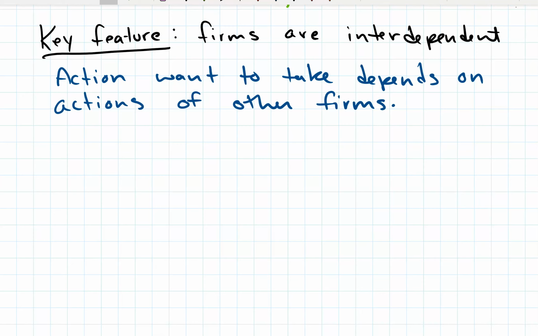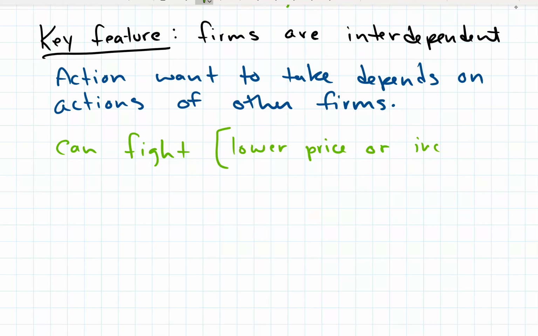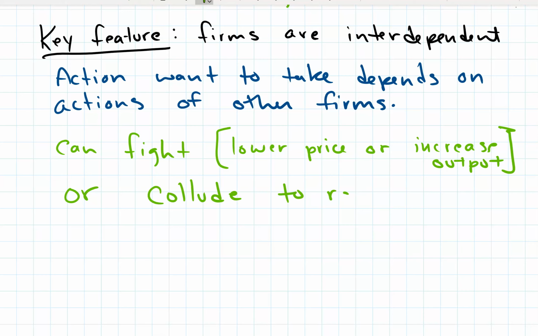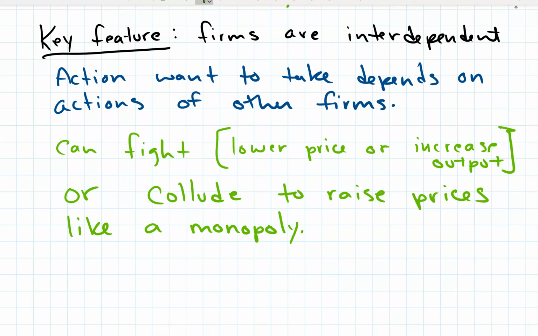What we define by fight would be lower price or increase output. Those are kind of two sides of the same coin, right? Because increasing output will end up lowering prices. Or they can collude to raise prices like a monopoly. Okay, so remember back the monopolist and also the monopolistic competition to some extent. The monopolist restricted output to raise the prices if they're left alone to do what they want, right?